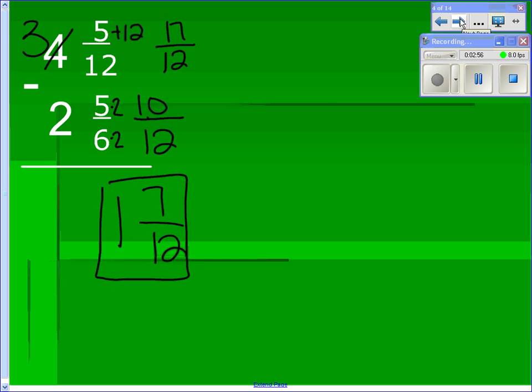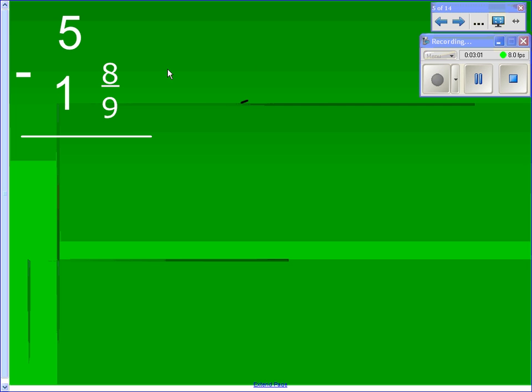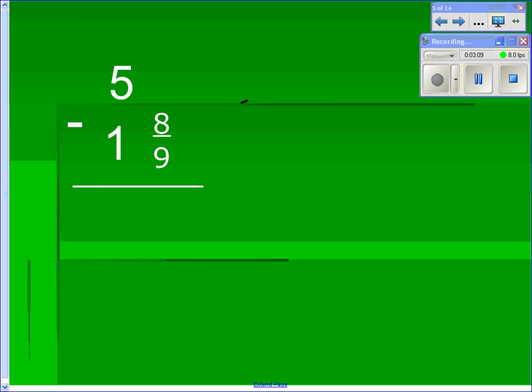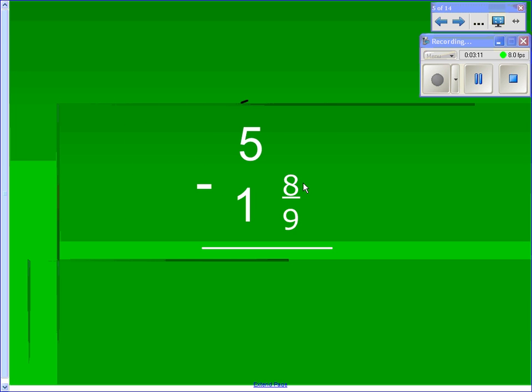Okay. Another one. We have 5 minus 1 and 8/9. Okay. So 5 minus 1 and 8/9. You cannot take 8/9 away from nothing. So we're going to borrow 1 whole from the 5, which makes this a 4. And what will the whole look like as a fraction now? It will look like 9/9.